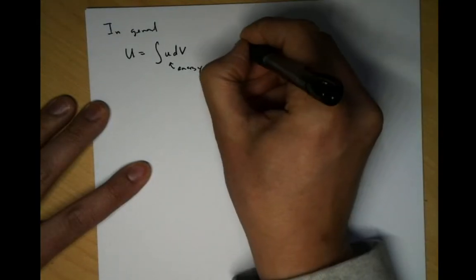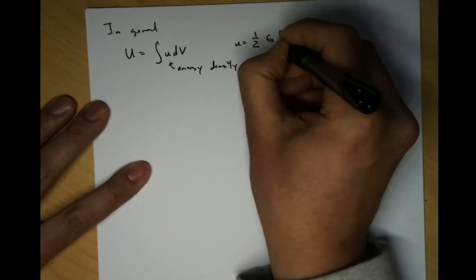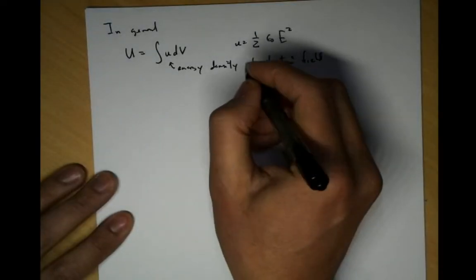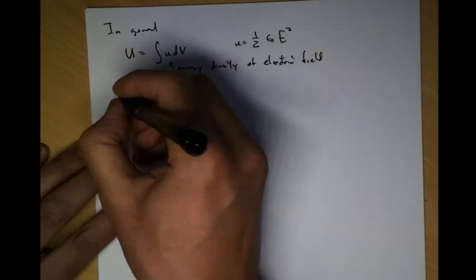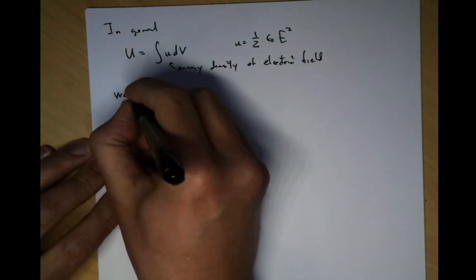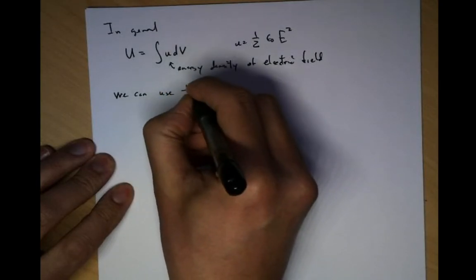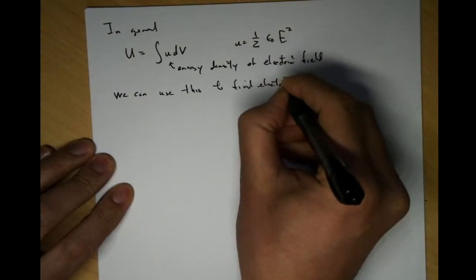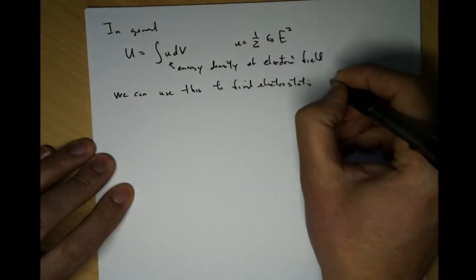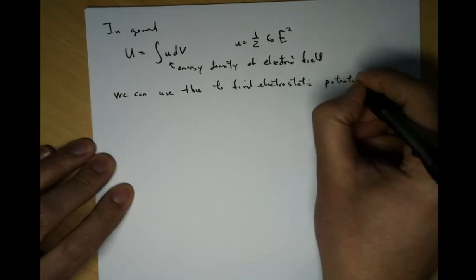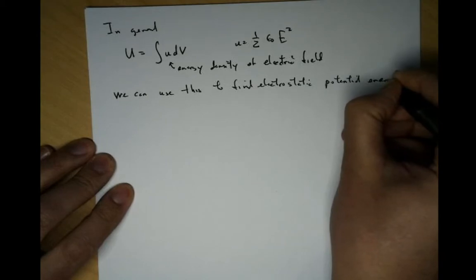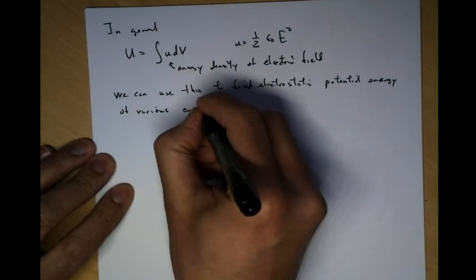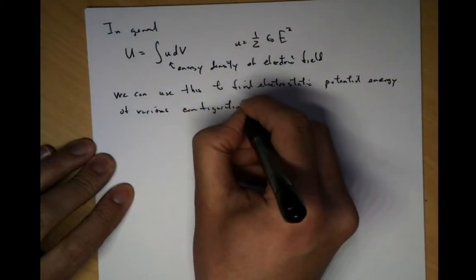All right, and U is going to be equal to 1/2 epsilon naught E squared, just generally, okay? All right, so now you can basically use this to figure out the electrostatic potential energy of various configurations. So we can use this to find electrostatic potential energy of various configurations. Okay, so let's do one of them.